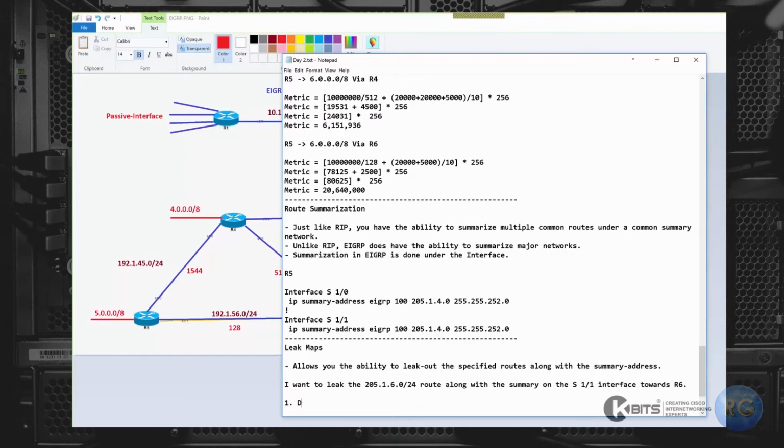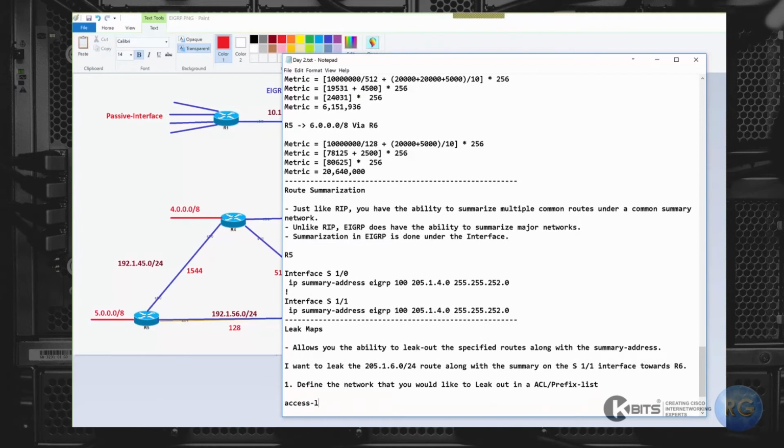Step 1, define the network that you would like to leak out in an ACL or prefix list, whichever one you prefer. Just do an ACL real quick. Let's say 1.1 permit 205.1.6.0 0.0.0.255.